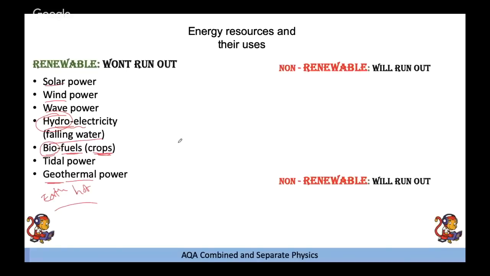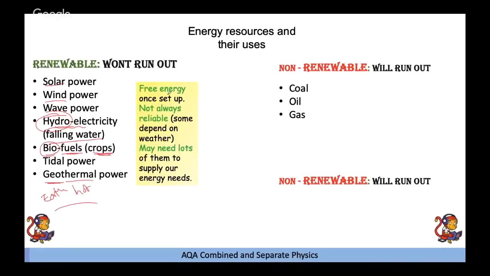Okay, now some key points here. Renewable ones are free energy. Really worth saying that once it's set up, it's free. They're not always reliable. So which ones are not reliable? Solar, wind, wave, they all depend on the weather. Now these next ones could really be described as reliable. Geothermal only works in certain places though. You might need lots of them to supply our energy needs. Okay, you'll need thousands of wind turbines to replace a coal power station, for example.